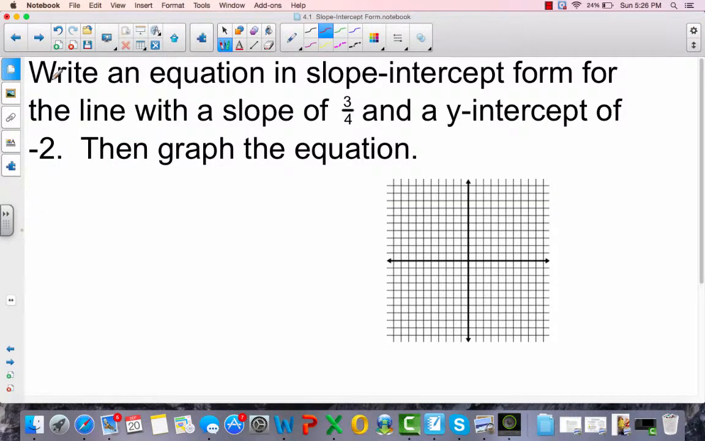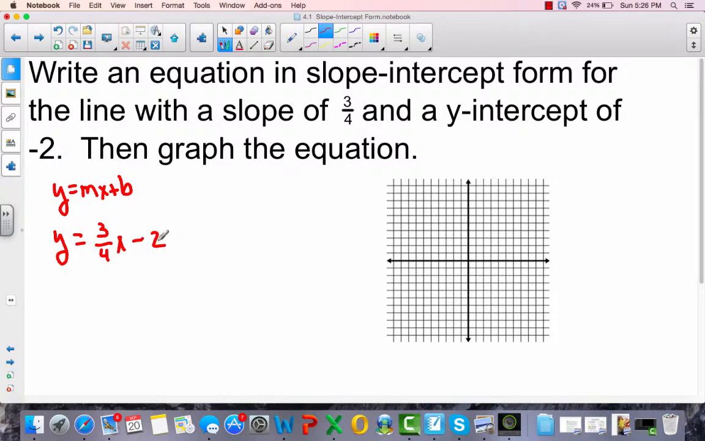Okay, write an equation in slope-intercept form for the line with a slope of 3/4 and a y-intercept of negative 2. All right, so our slope-intercept form is y equals mx plus b. So we write y equals, our slope is 3/4. That takes the place of the m. Put our x. Our y-intercept is negative 2.